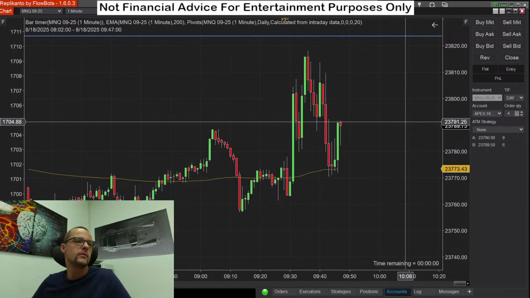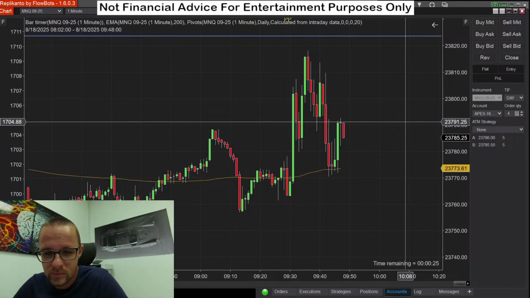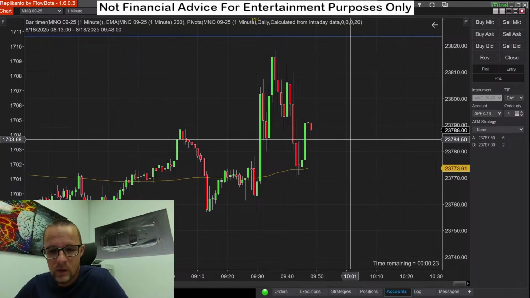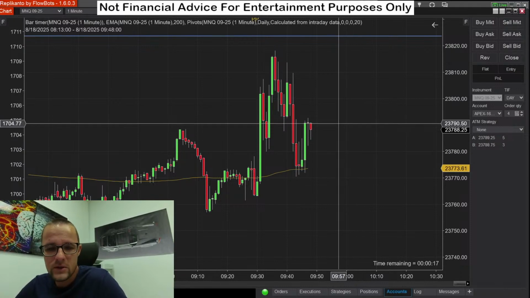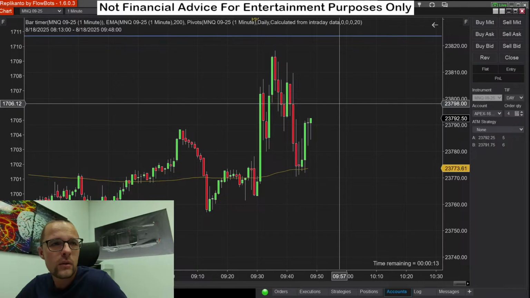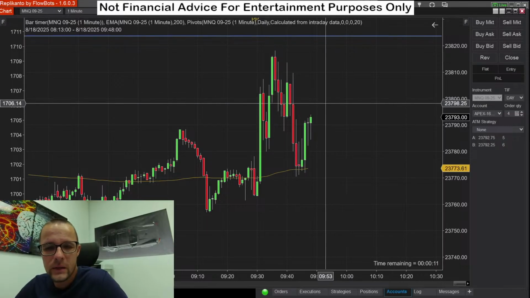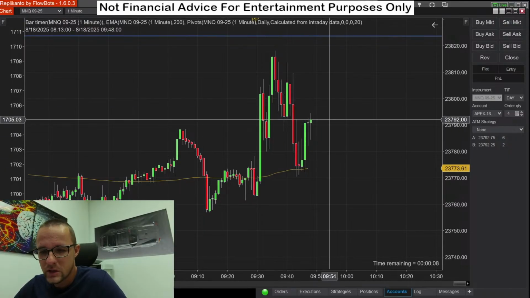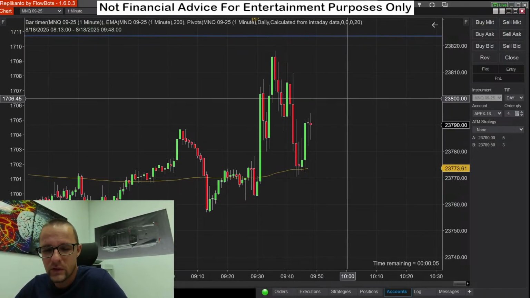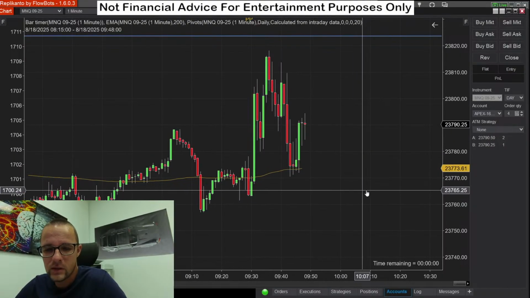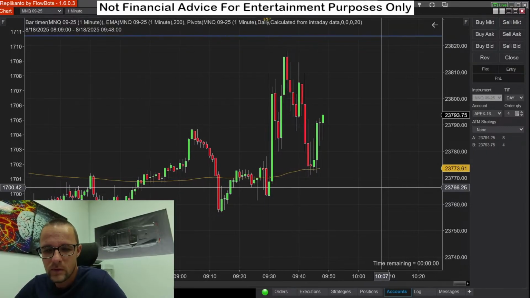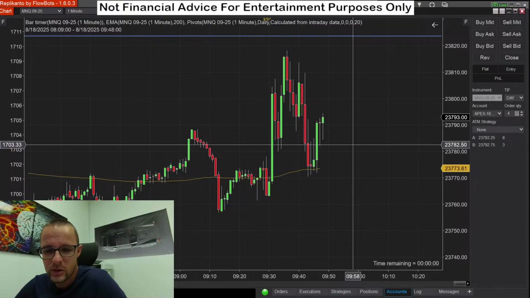VWAP chop. This freaking area here. I told you it was gonna chop around here. We're stuck right in between VWAP and the 200. VWAP is in this area right here, so it's still below VWAP, but it's literally just bouncing back and forth between that 200 and the VWAP. We need to break that 200 and then start moving down, if we push it lower.